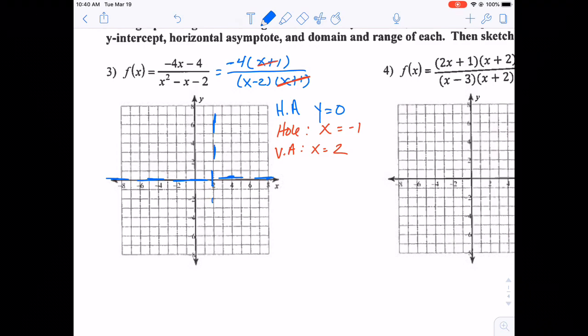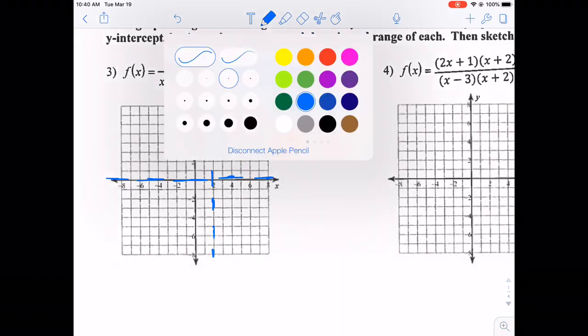And draw in that vertical asymptote. All right, so the horizontal and vertical asymptotes are the two main shaping pieces of this graph. Now we need a couple of dots. So we're going to have an x- and a y-intercept as our only possible dots.